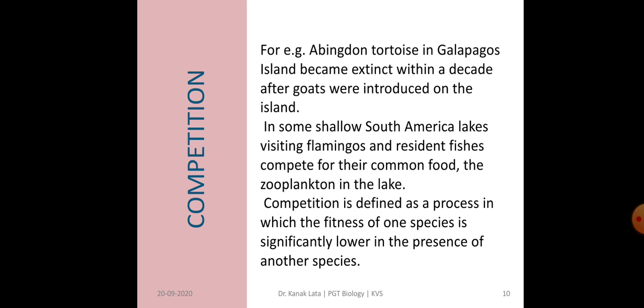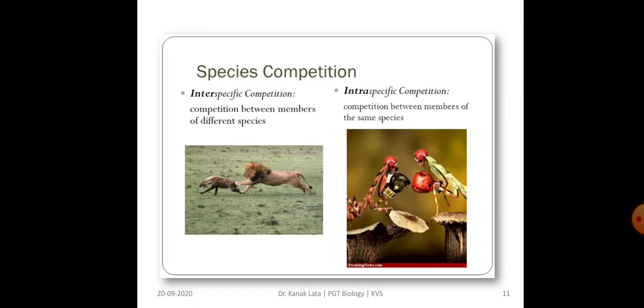the lake. So competition is defined as a process in which the fitness of one species is significantly lower in the presence of another species. Here you can observe interspecific competition and intraspecific competition. Interspecific means competition between members of different species, and intraspecific competition means competition between members of the same species.